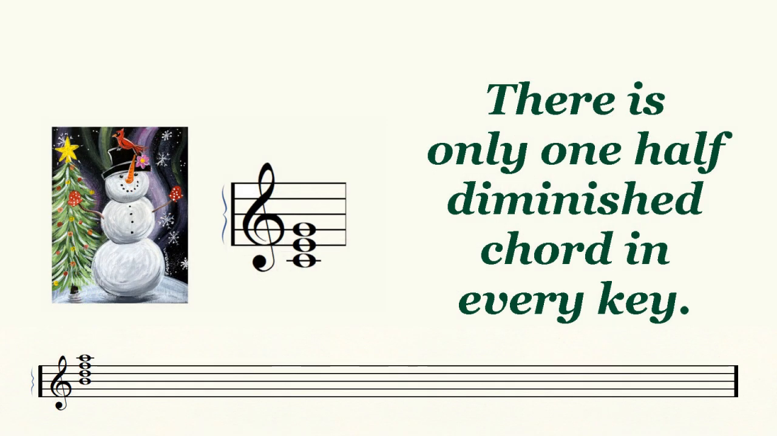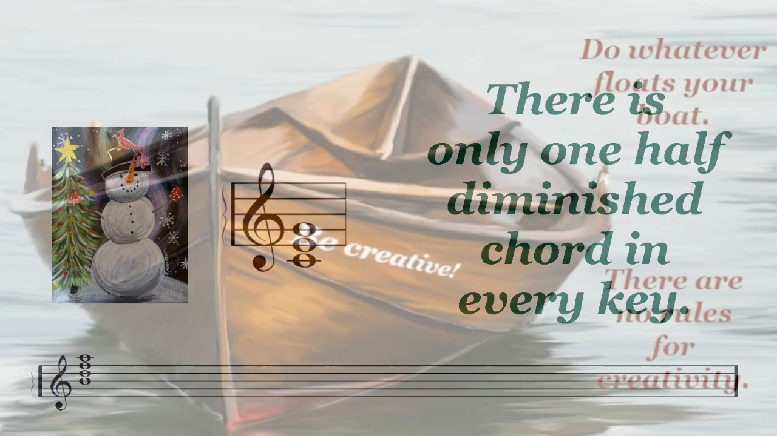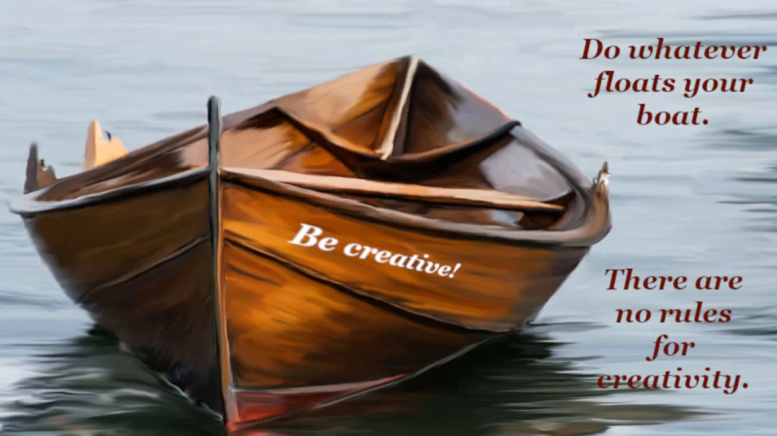This leaves only the half diminished chord. There is only one in each key. In the key of C, it is B7 flat 5, or B half diminished. And of course, once again, it is all white. Both these names are popular, so use either one, whatever floats your boat.